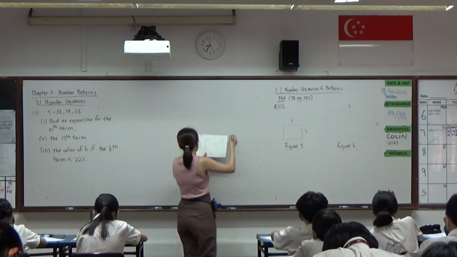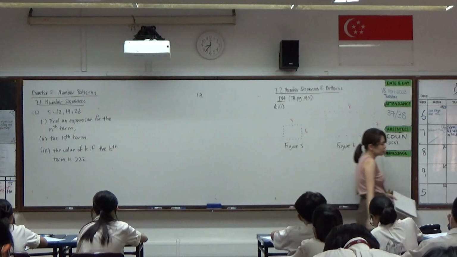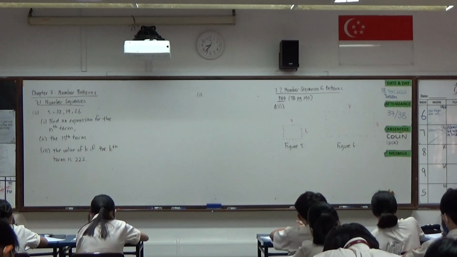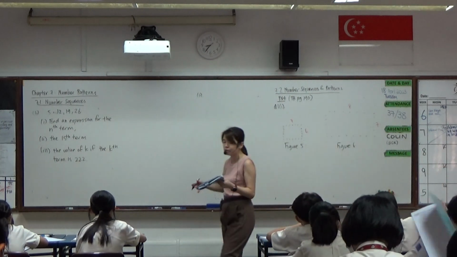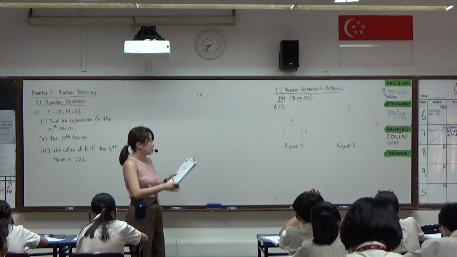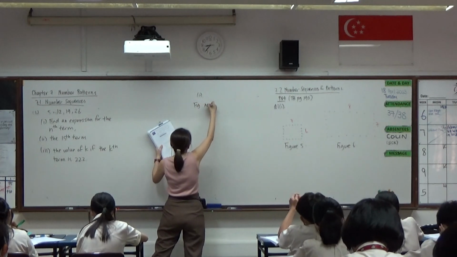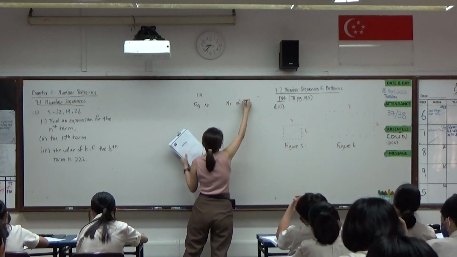Next we look at part 2, whereby there is a table. Whatever is convenient, you may want to just fill in the table inside your textbook, or copy the same thing into your notebook. In that table you have the figure number and also the number of dots. I'm just going to write in shorthand.